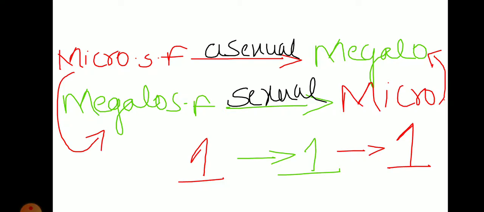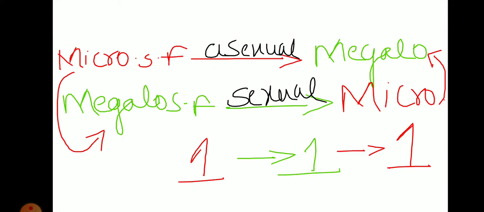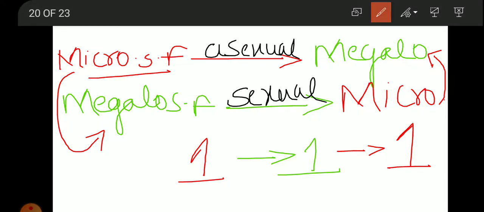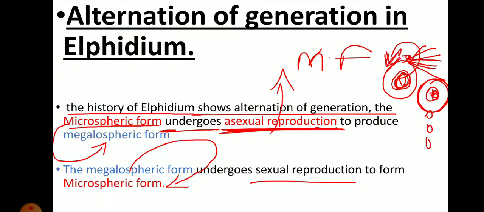We'll discuss briefly once again if you want. See here, this is the microsporic form. Microsporic form undergoes asexual reproduction, gives rise to the megalosporic form, the second form. There are two forms, right? The first form is this one and the second form is this one. Okay, I hope you have understood this video. So in one generation the microsporic form is produced, then in another generation the megalosporic form is seen.